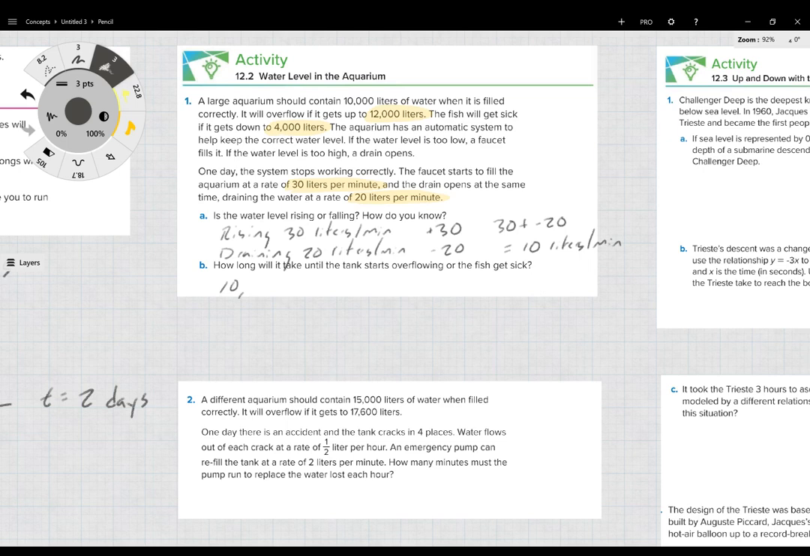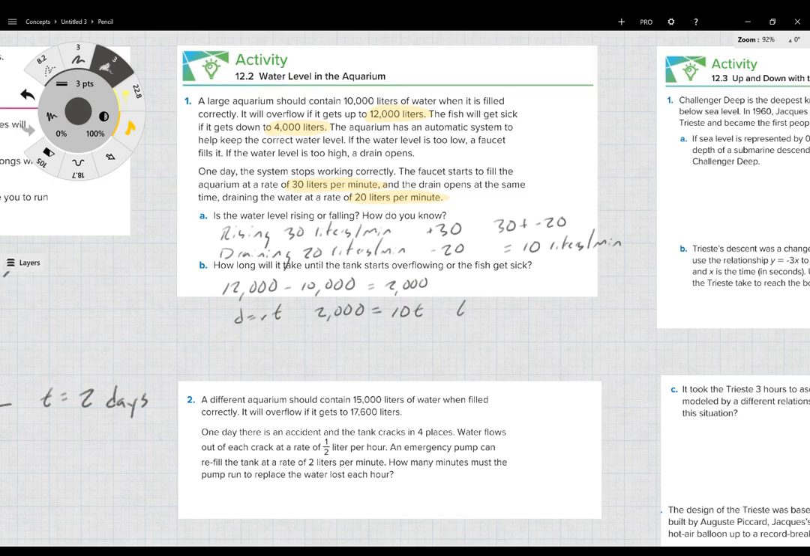So I'm going to take 12,000, because that's how many liters it takes to overflow. Subtract the starting point, and the difference is 2,000 liters. So it needs to fill up 2,000 liters for the water to overflow. So that is the distance, that's the end point. So if I use my equation, the distance equals the rate multiplied by time. My distance is just the end point, which is 2,000, equals the rate at 10 liters per minute, and I'm going to multiply that by the time.